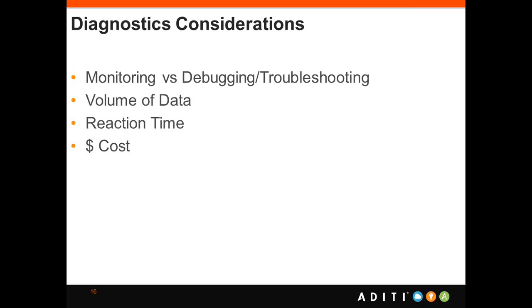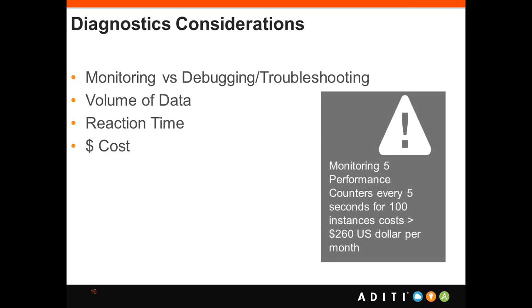Very important consideration, cost, because everything is going to cost you here. Whatever storage you are going to use in Azure, specifically blobs and table storage, which is used by diagnostics monitoring, and the transactions which are done. For example, monitoring 5 performance counters every 5 seconds for 100 instances is going to cost you more than $260 per month.